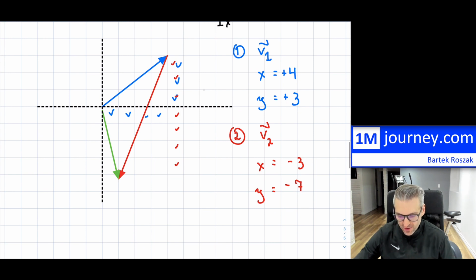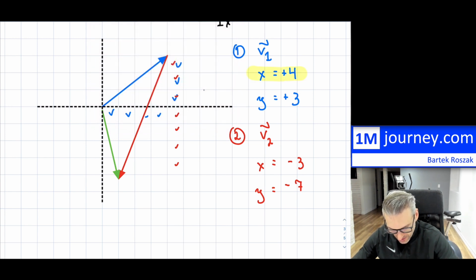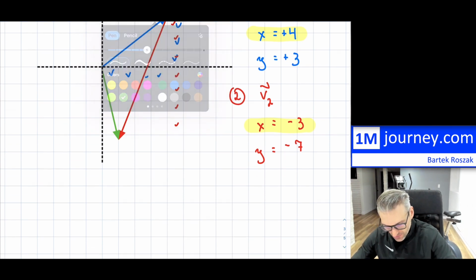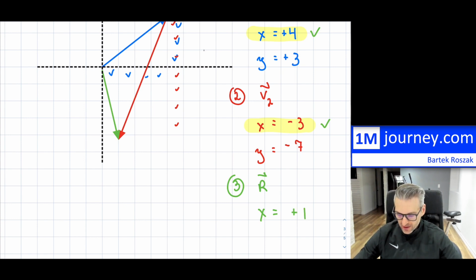Now, once you have those, you can take your x components right here. You can find out what the resultant is. So number 3 is going to be for the green. So my resultant, my x component is, well, 4 minus 3, which is going to be plus 1. So this is what it's going to be on the x side.